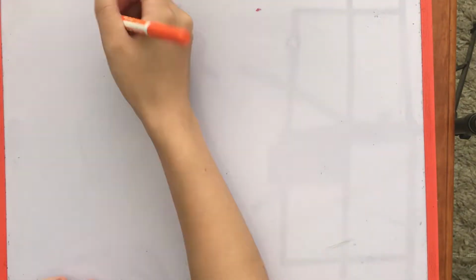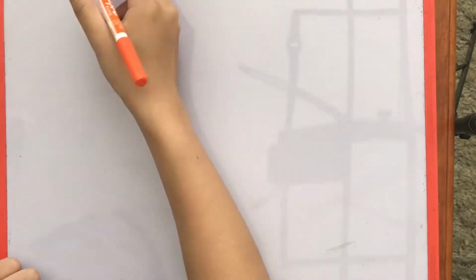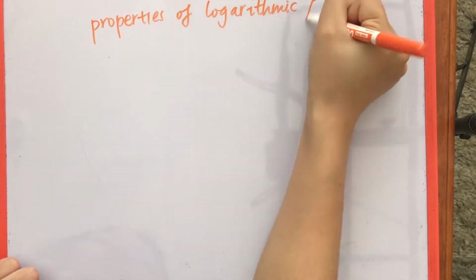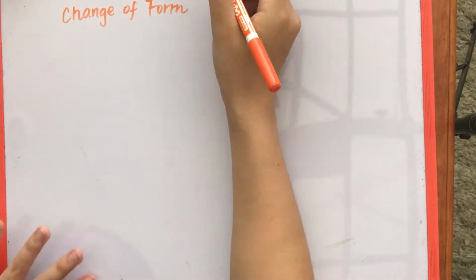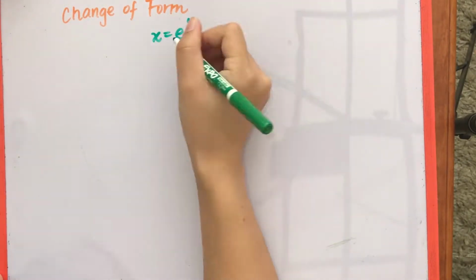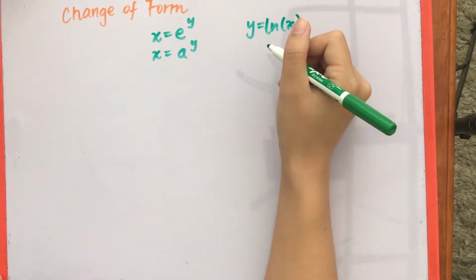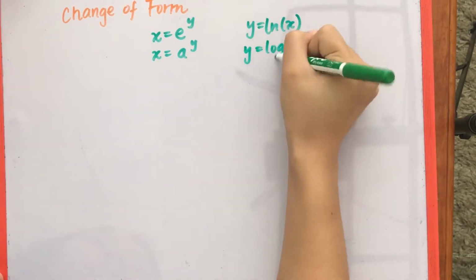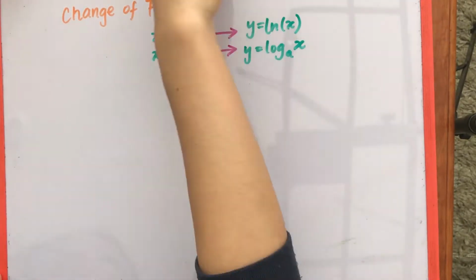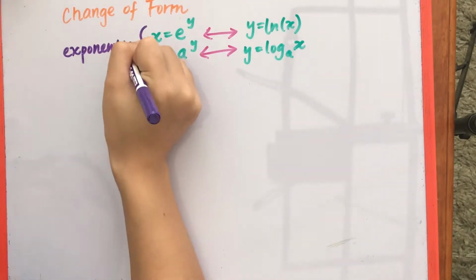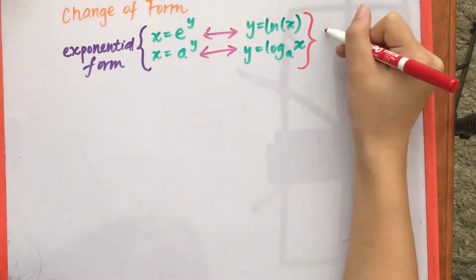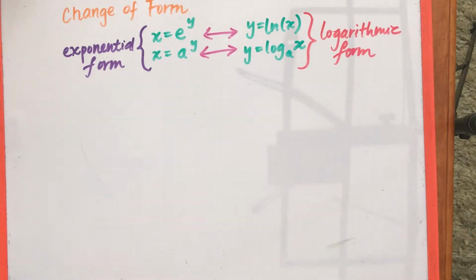Now we're going to go into detail about the properties of logarithmic functions. When changing from exponential form to logarithmic, or vice versa, use the formulas shown here. x equals e to the y turns into y equals ln x, and x equals a to the y turns into y equals log base a of x.